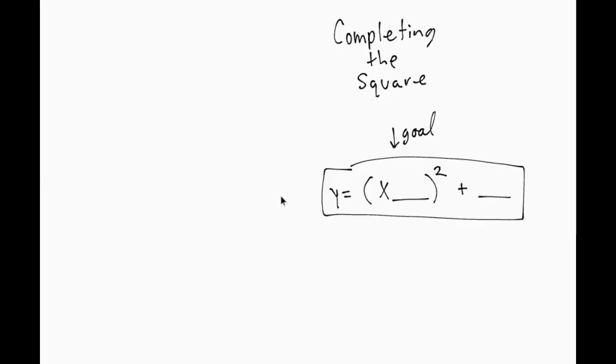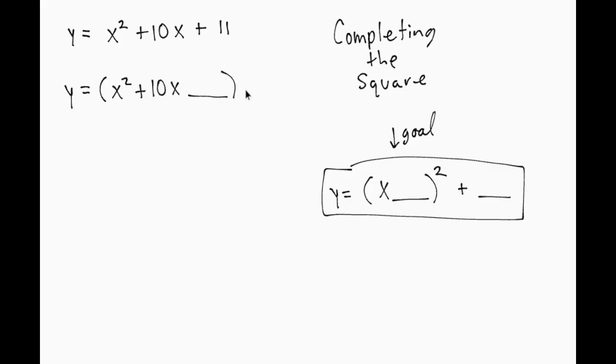We'll start with a quadratic equation in standard form. y equals x squared plus 10x plus 11. To begin completing the square, come down to the next row and write y equals open parentheses x squared plus 10x, leave a blank space, close parentheses, then plus 11 outside the parentheses and another blank space.